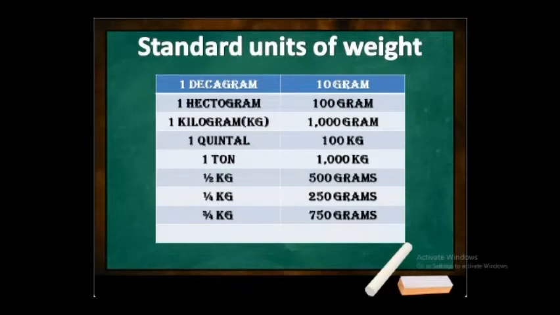So the first one is decagram. 1 decagram is equal to 10 grams. And the second one is 1 hectogram, which is equal to 100 grams. 1 kilogram is equal to 1000 grams. And 1 quintal is equal to 100 kg. 1 ton is equal to 1000 kg. Half kg is equal to 500 grams. 1/4 kg is equal to 250 grams. And 3/4 kg is equal to 750 grams.